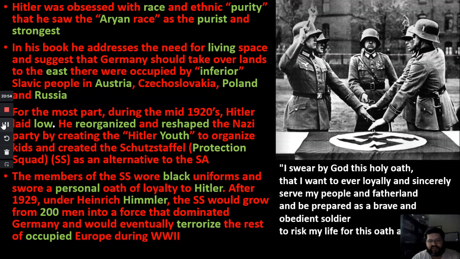So for the most part, during the mid 1920s, Hitler kind of lays low a little bit. Okay, and what he's doing is basically reorganizing and reshaping the Nazi Party. And then what he does is create this thing called the Hitler Youth, and it's to organize kids and create this special group called the SS.